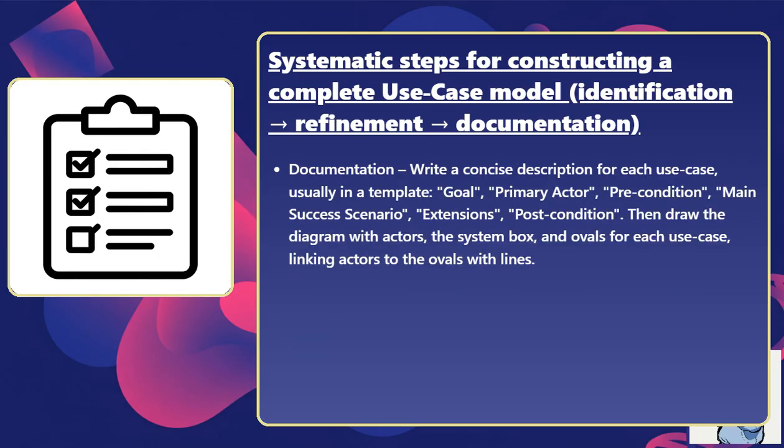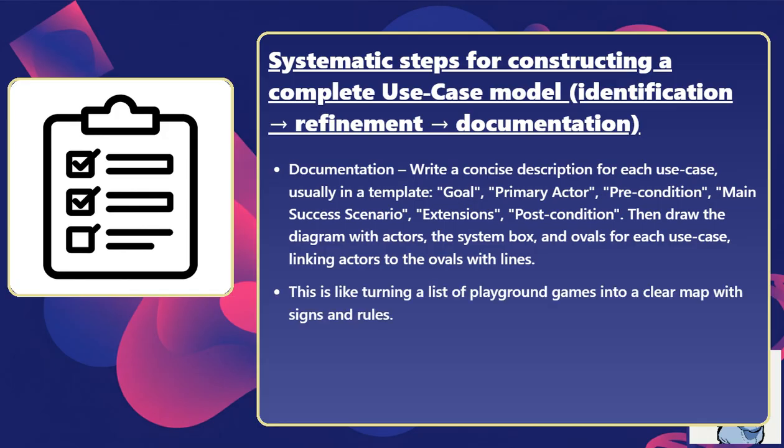Documentation: write a concise description for each use case, usually in a template. Goal, primary actor, precondition, main success scenario, extensions, post-condition. Then draw the diagram with actors, the system box, and ovals for each use case, linking actors to the ovals with lines. This is like turning a list of playground games into a clear map with signs and rules.